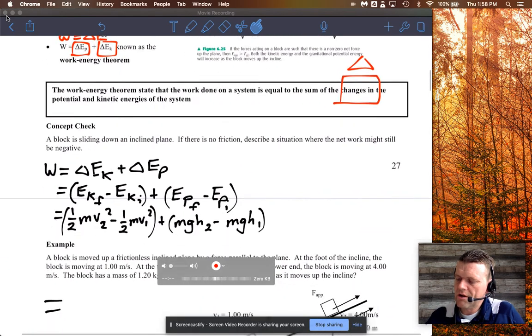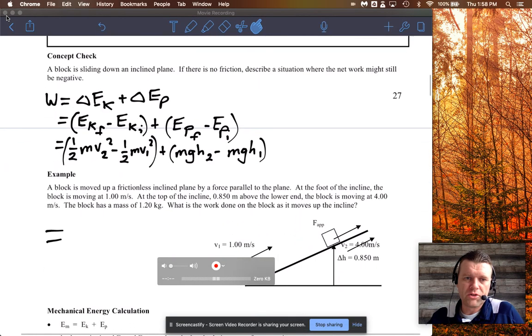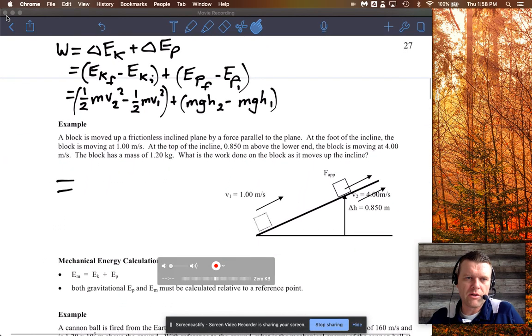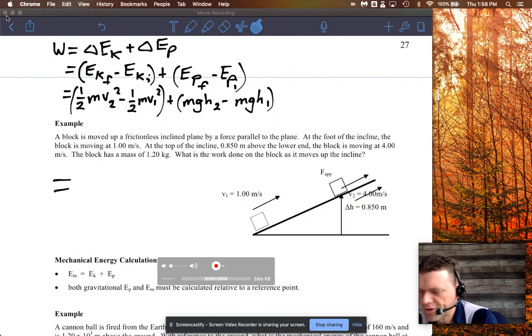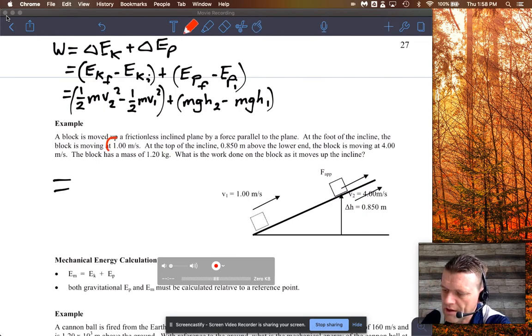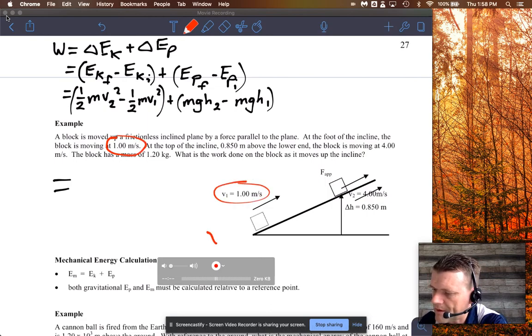I actually started defining this first example, which I want to walk through with you. A block is moved up a frictionless plane by a force parallel to the plane, and at the foot of the incline, the block is moving 1 meter per second. That would be V1. It already shows it, right there, V1. And then at the top, it's going 4 meters per second.